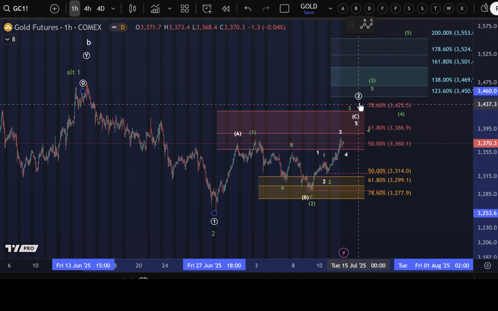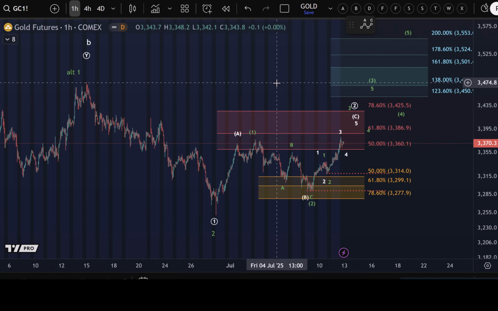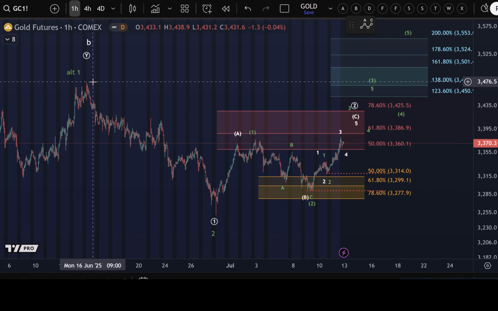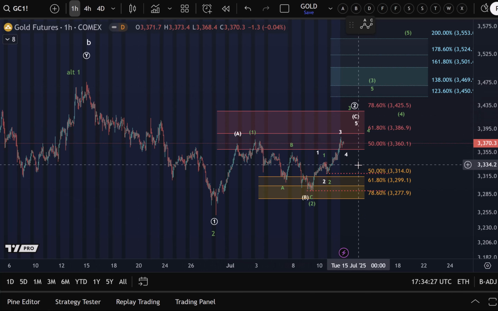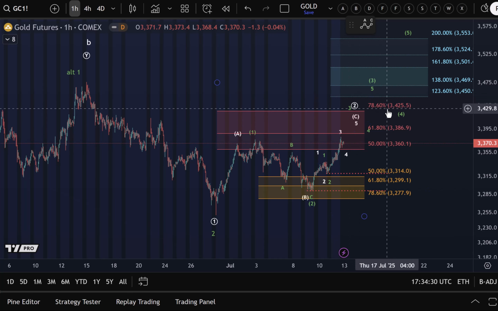Now, it's important to say that wave 2 in white will not be formally invalidated until we actually get a break above 3,476. So this is going to be the formal invalidation point, but already above 3,425, above the 78.6 retrace level, the white scenario will become less likely. It's just one of those standard resistance levels.